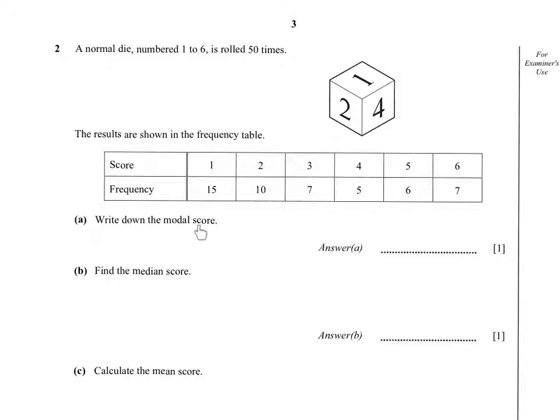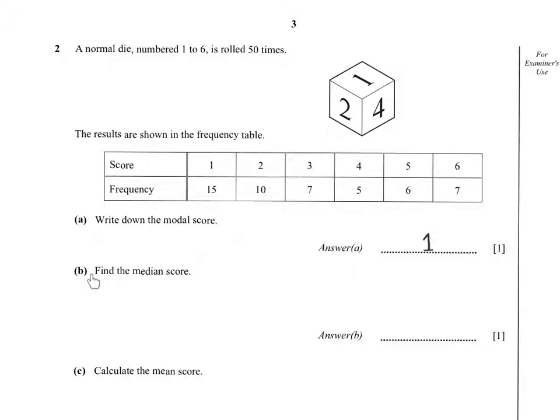A, write the modal score. Mode means most repeated or most common. So modal score is the most repeated: 1 or 2 or 3, 4, 5, 6. Look for the greatest frequency. The greatest frequency is 15. So 1 is the modal score, because it is repeated 15 times.